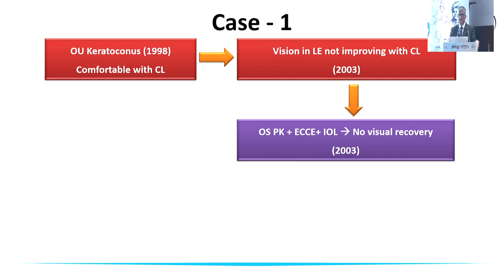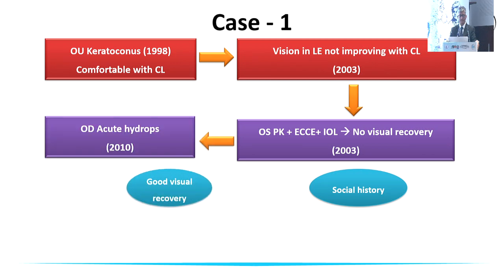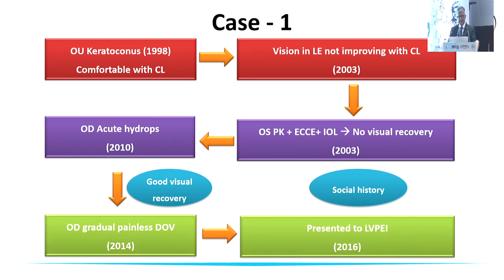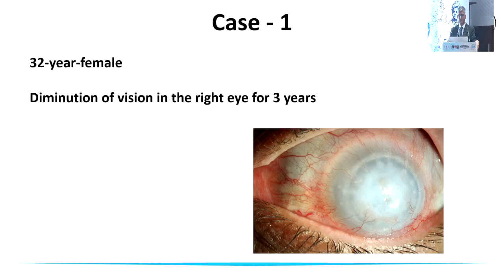Unfortunately the graft failed and she had very poor visual recovery. The patient in 2010 developed acute hydrops in the right eye, but fortunately had a good visual recovery, and then started developing slow, painless diminution of vision in 2014 and presented to us in 2016. This was the clinical picture of her left eye.